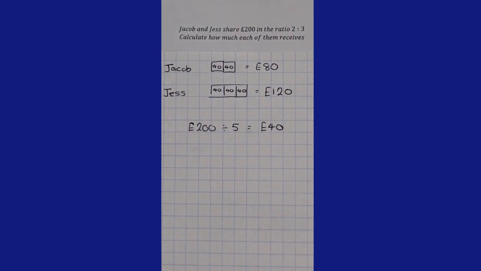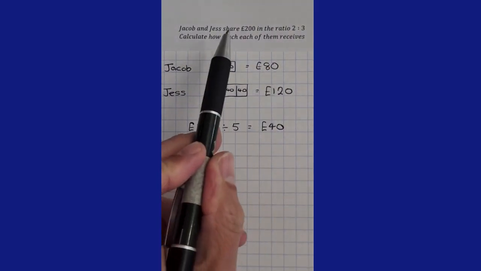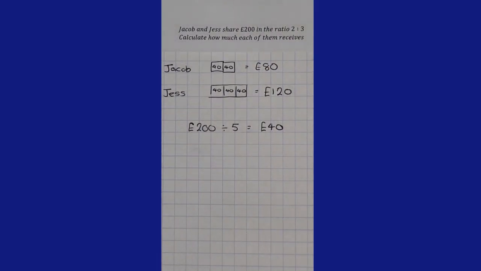How do I know it's definitely right? Well, those 2 values add up to 200. So that's called the box method. It helps you visualize what it is you're doing with that quantity or that amount. And there's your answer. Jacob 80, Jess 120. Lovely. How can they become a little bit tricky?